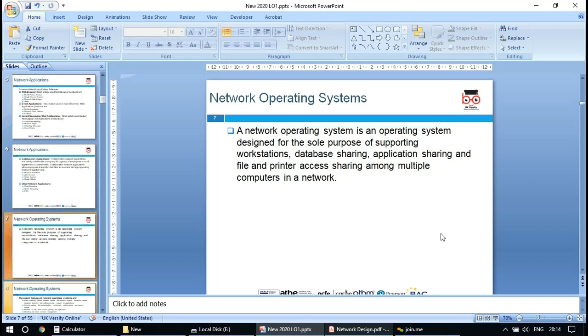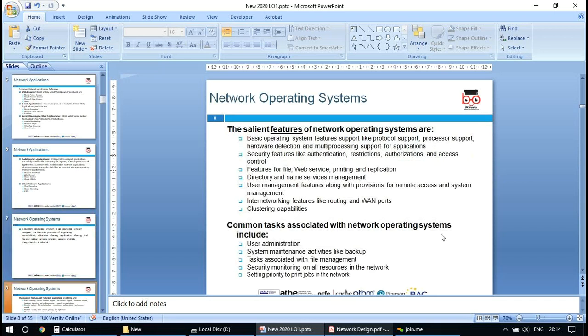So just to confirm, a network operating system is an operating system that has networking capability, such as Windows 10, Linux, things like that. Windows 10 has a partial networking capability, I would say.